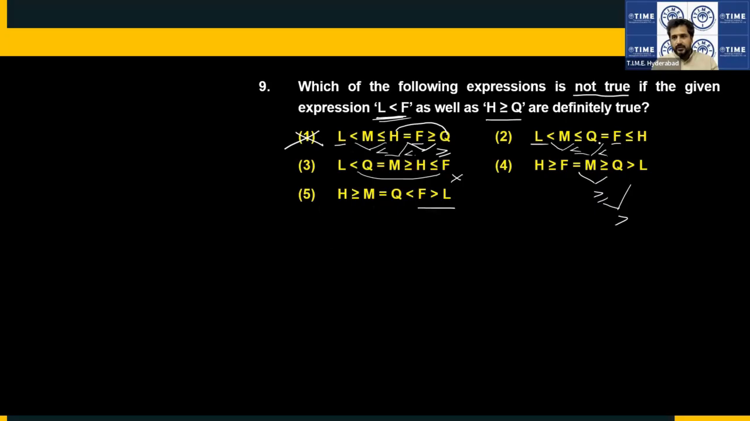Next, Q and H. Here what we have, equal to and less than or equal to leads to less than or equal to. Q less than or equal to H is as good as H greater than or equal to Q. So both are true in the second option. So second option is ruled out.